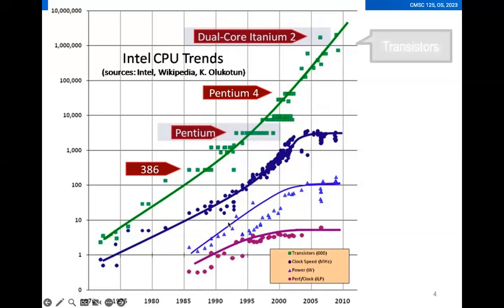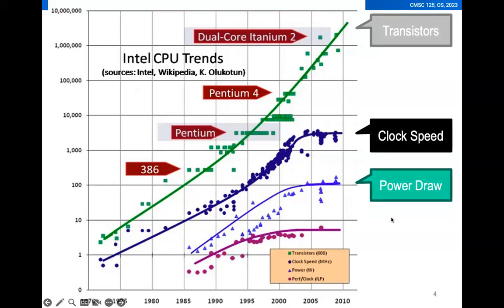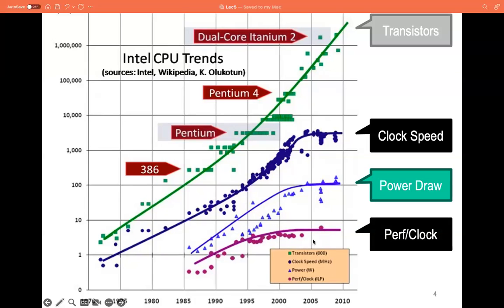Okay, you can see here that as technology advances, there is also an increase in the number of transistors. Starting, let's say, from 386 to Pentium until dual core Itanium 2 until the more recent models that we have, there is a substantial increase in the number of transistors. Although we can see here an increase in the clock speed, the power draw, and the perf per clock, there is no longer that much increase starting from 2000.